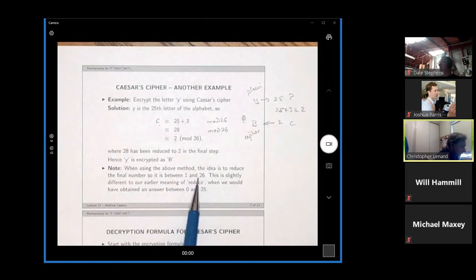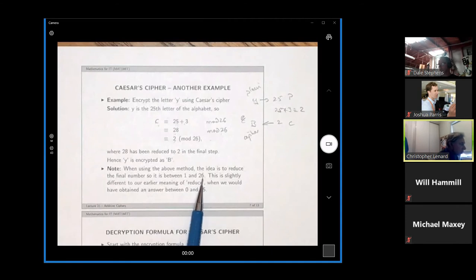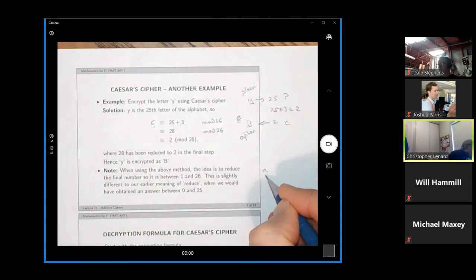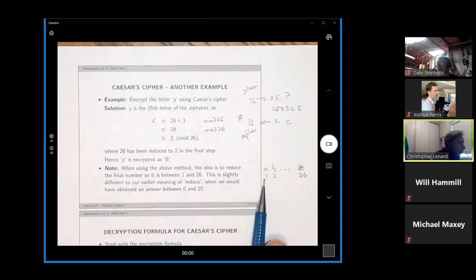Now, the only trick here is that 26 is actually congruent to 0. So really you're going from 1 up to 25 and then 0. But just for convenience, because we tend to think of A as being the first letter, B as being the second letter, Z as being the 26th letter, most people are more comfortable counting from 1 up to 26. If you started with 0, you could think of that as being 0 as well. It wouldn't hurt.